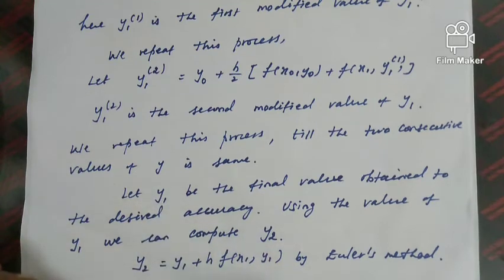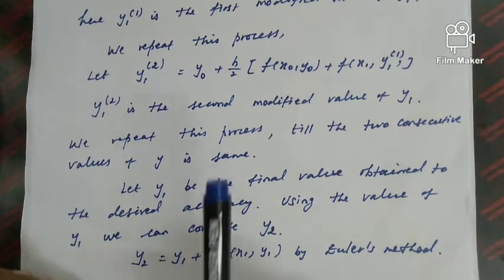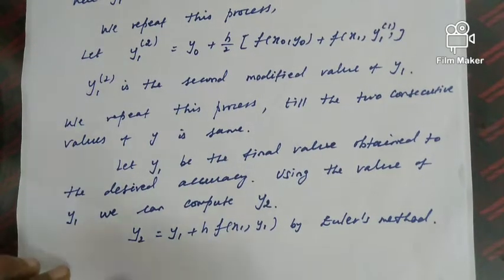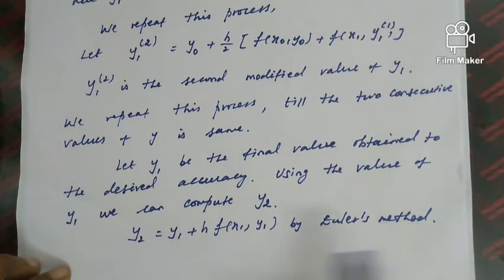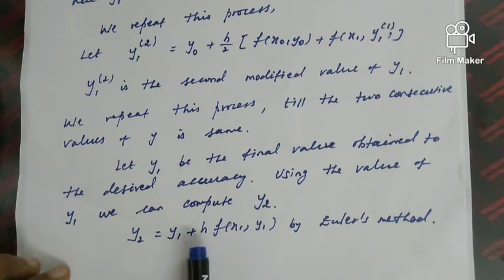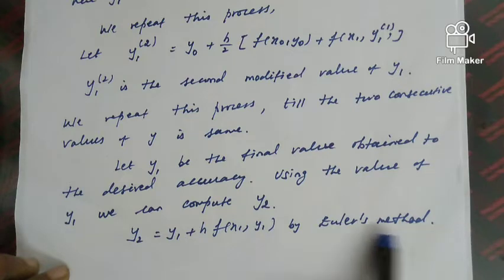Then we are going to find the value of y2. How do we do the process for y2? First, by Euler's method, y2 equals y1 plus h into f of x1 y1. So by using Euler's method, first we have to calculate the y2 value.